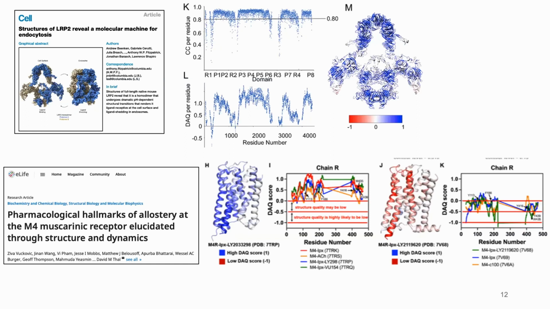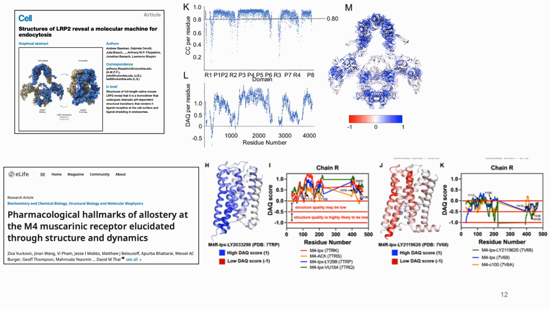Okay. Then also this is another paper. They show two models. The left panel shows that the previous PDB entries have many red regions. So in the paper, they claim that this previous data, this PDB entry, is not reliable. The DAQ score is around 0, and around 0 means almost random. But their new model has a much better DAQ score.